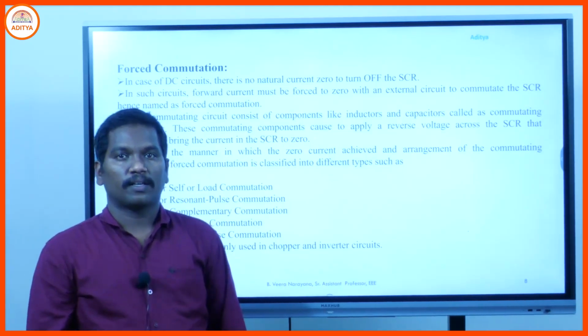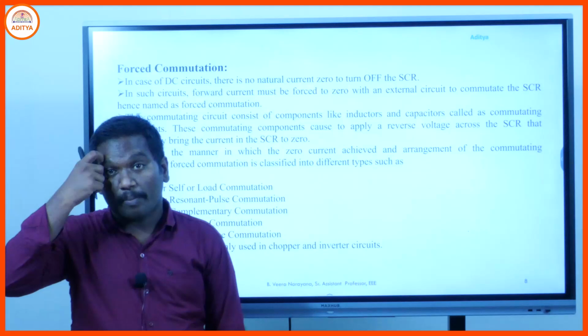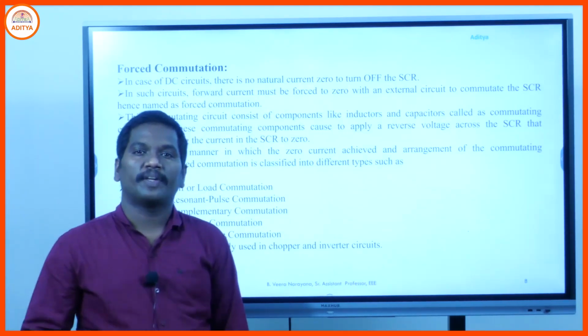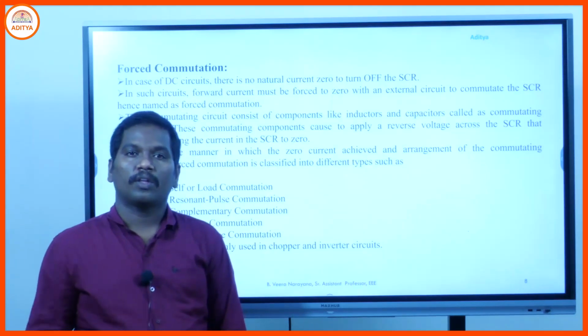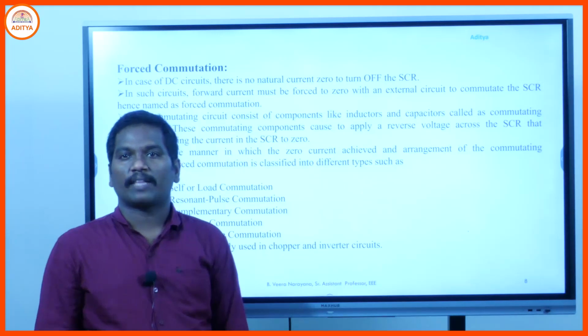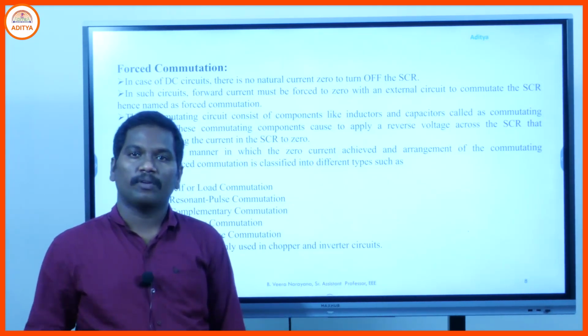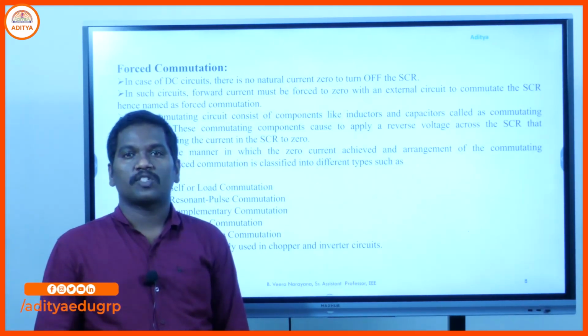Commutation techniques. Coming to forced commutation. In natural commutation, the SCR turns off depending upon the nature of the supply. During the positive half cycle of the supply, the anode is made positive and the cathode is negative. Correspondingly, the SCR is in forward biasing mode. If you provide the gate signal, then the SCR comes to the on state.